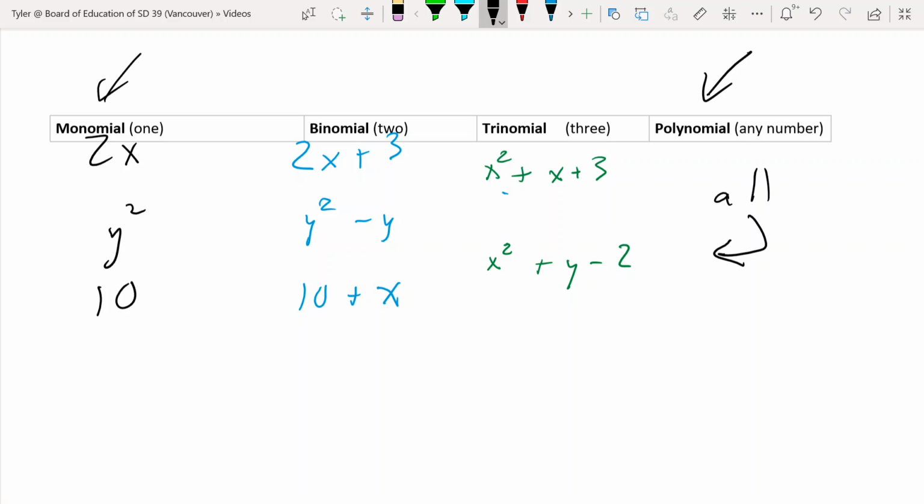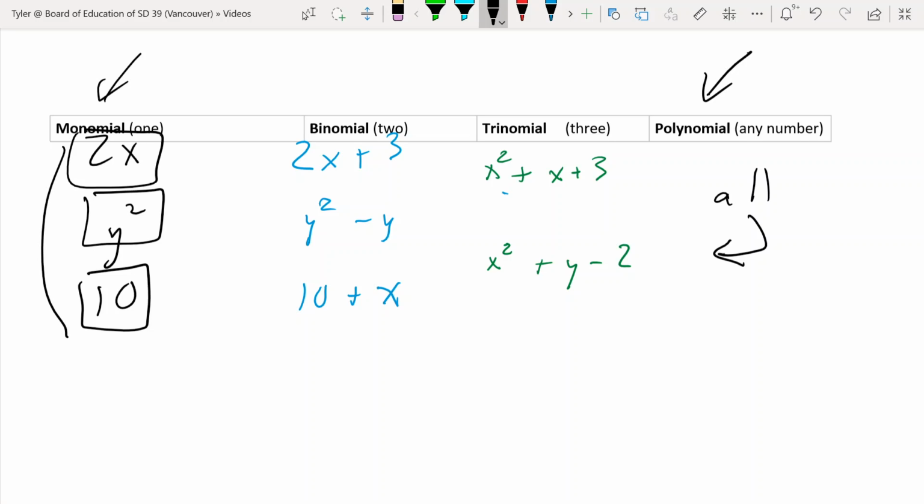Monomial means one term. So 2x, y squared, 10. Those are all one term. They're all monomials, monocle. When I think of monomial, I think of mono y mono, one-on-one, or like monocle, one eye, okay? Mono means one. Binomial, okay? Like bicycle or bisexual, okay? Bi means 2, so it's 2 terms.